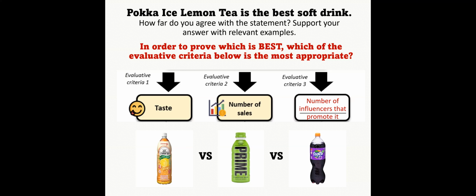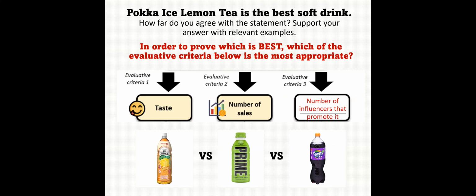So you will need to decide which is the most appropriate evaluative criteria for your argument. For example, I will say taste. Out of these three drinks, Pokka Ice Lemon Tea is the best tasting. Therefore, I would say that it is the best soft drink. However, I want you to take note of this. Let's use a different evaluative criteria. Let's say number of influencers that promote it.